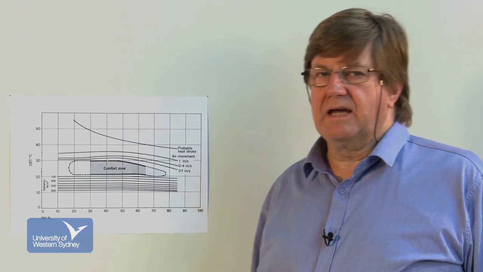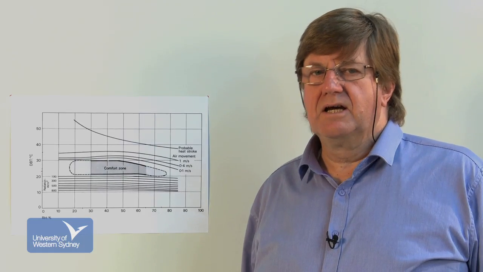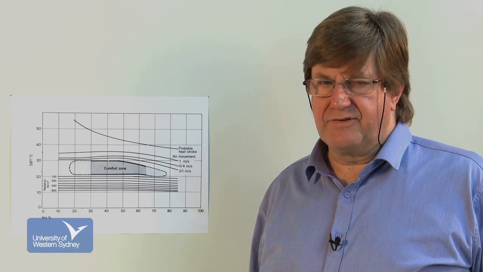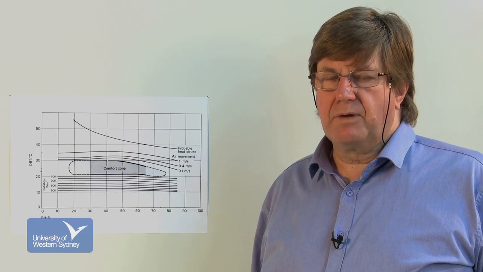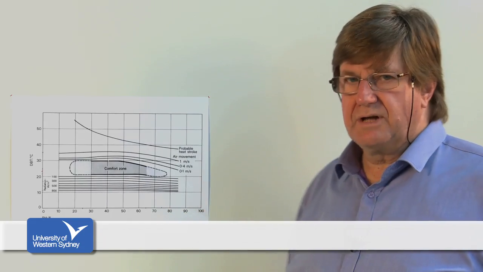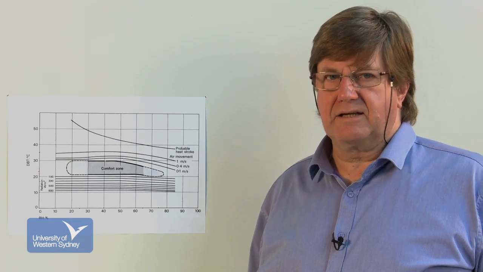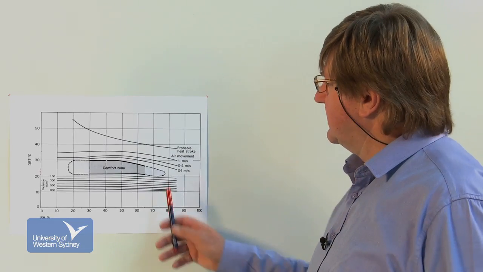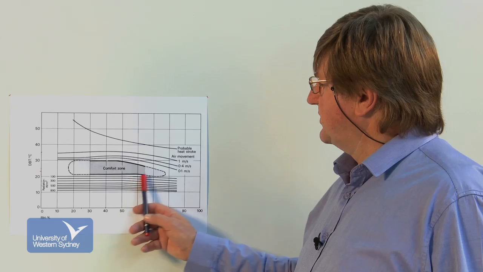We've just been looking at the psychometric chart and we tried to represent the comfort zone on it by drawing a rough circle, oval shape. To make it clearer, we have what's called a bioclimatic chart. The bioclimatic chart clearly identifies the comfort zone.